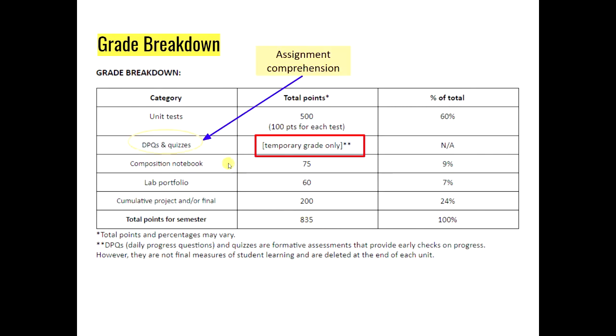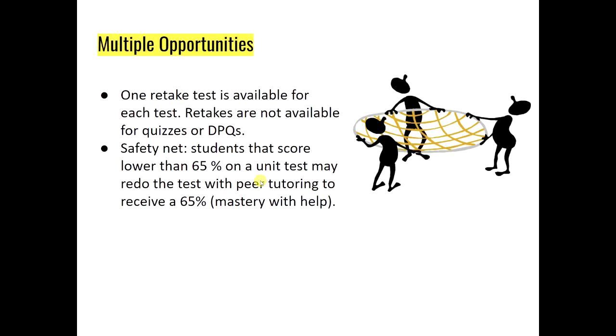One other thing to point out, I will label these in areas, but DPQs and quizzes measure how well students are understanding the assignments, the comprehension of assignments, whereas the composition notebook is really measuring the completion of assignments. I'm not checking in the notebook whether it's correct, I'm just checking whether it's done. In the daily assessments, I'm checking whether you understood it. I do offer multiple opportunities, so there's a retake test available for each test, although I do not offer them for quizzes or DPQs since they are going to be deleted anyway.